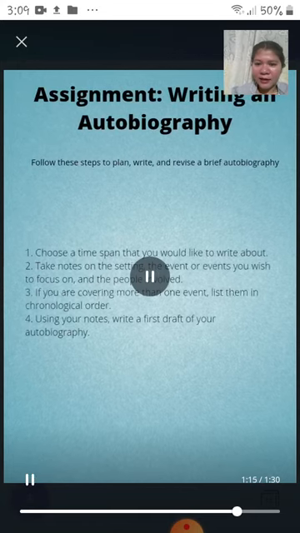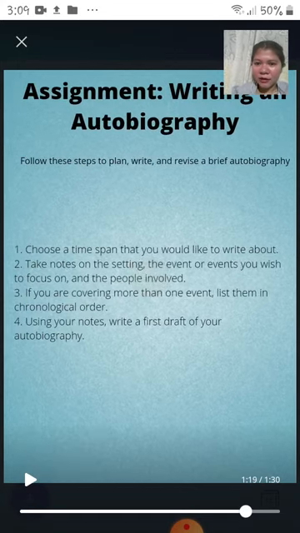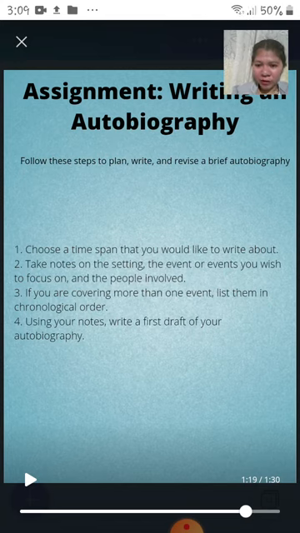Well done, class. As an assignment, follow these steps to plan, write, and revise a brief autobiography. So follow these steps. Number 1, choose a time span that you would like to write about. Take notes on the setting, the event or events you wish to focus on, and the people involved. If you are covering more than one event, list them in chronological order. Using your notes, write a first draft of your autobiography, which will be presented in front of the class.